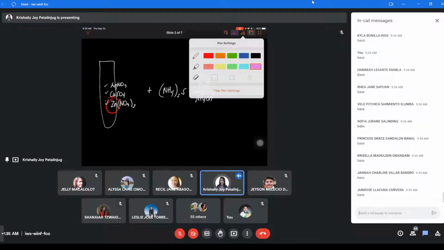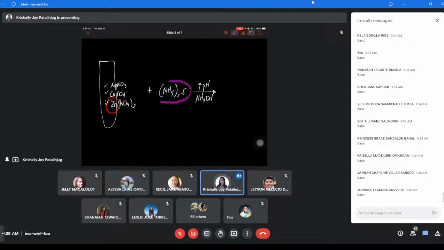Sino lang yung mag-react ngayon kay zinc nitrate? Si ammonium sulfide lang, ha? Si ammonium sulfide lang. Ang role lang talaga dito ni ammonium hydroxide is to make the reaction basic. Okay? Now, if I were to let you identify in general sa question, what is the best precipitating agent for zinc cation? Hindi pwedeng ammonium sulfide lang yung ibigay mo. Kasi kapag precipitating agent, full package dapat yan.